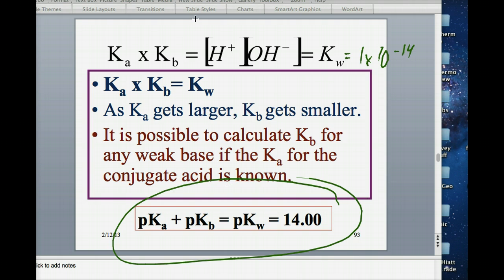We took the negative log of H and we got pH. We took the negative log of OH and we got pOH. Now we're taking the negative log of Ka and we get pKa, negative log of Kb and we get pKb. And that equals 14. 14 is the pKw. I don't think we used that term before. So this might actually be useful. It's another way to express Kas or Kbs, and we'll actually start to get some formulas that rely on Kas and Kbs.